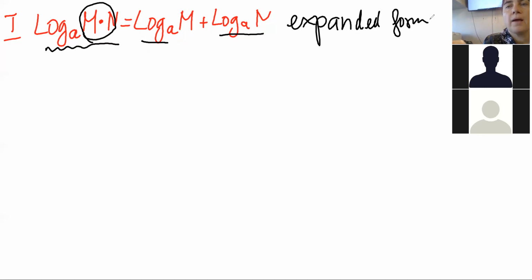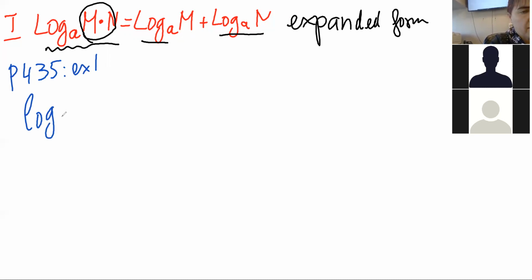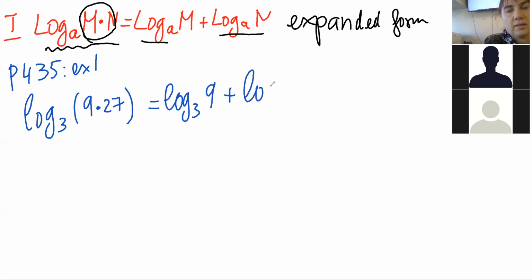I'm using the book, so we're on page 435. Let's get example 1, which says: find logarithm with base 3 of 9 times 27. Because 9 times 27 is a big number, you can actually use this property and split it in two logarithms. So it's going to be log 3 of 9 plus log 3 of 27.